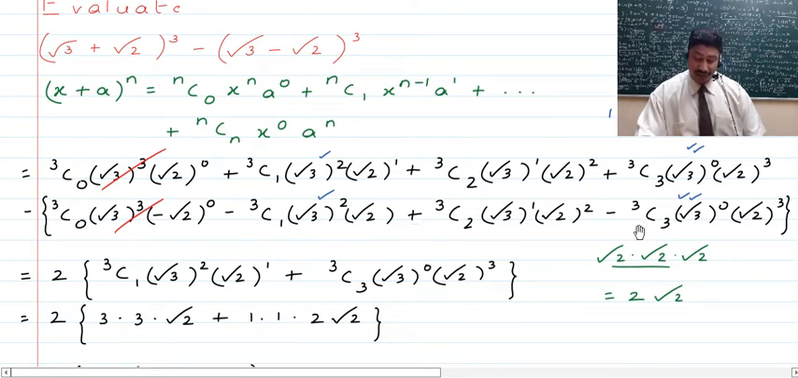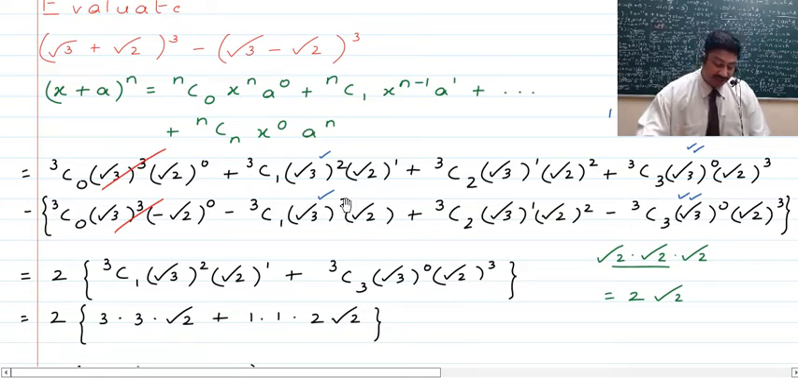Next, we talk about the last term, which is 3c3 root 3 raised to the power 0 times minus root 2 raised to the power 3. So since we have minus root 2, minus will come 3 times, so minus into minus into minus will become equal to minus. As such, we will have a minus sign outside. Next, children, we get to see that we have certain terms which are exactly the same, that is identical, but are having opposite signs, so they will get cancelled.